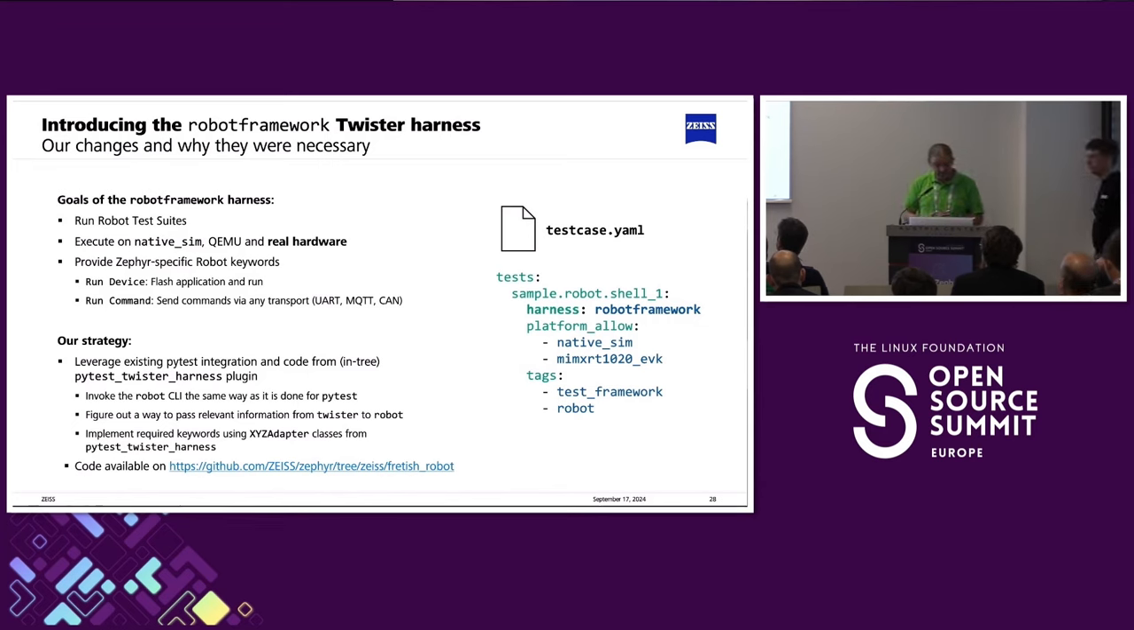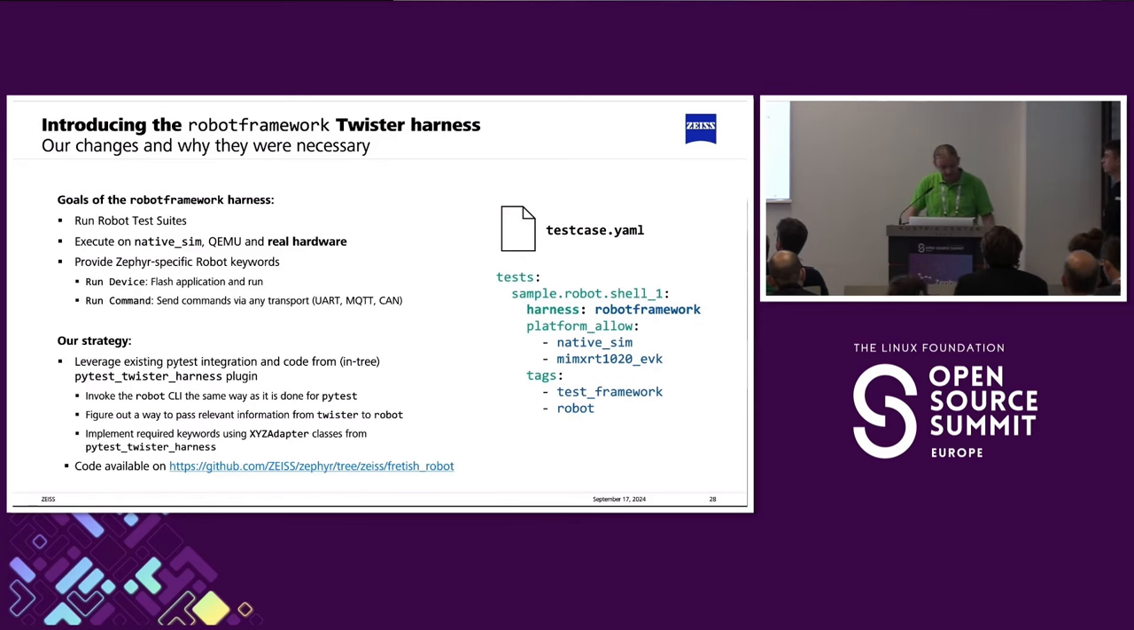What was left to do for us was to figure out a way to pass the relevant information from the Twister Linux process downstream to the sub-process that would then eventually run the robot CLI. So that took us a bit. And then we implemented the required keywords, built on the available adapters as they are available in the PyTest Twister harness. So that's what we've been working on.